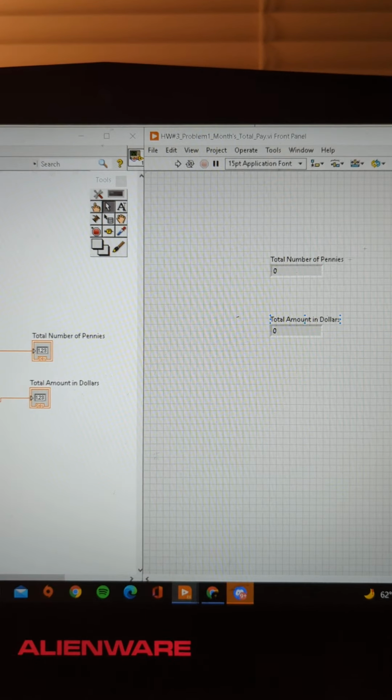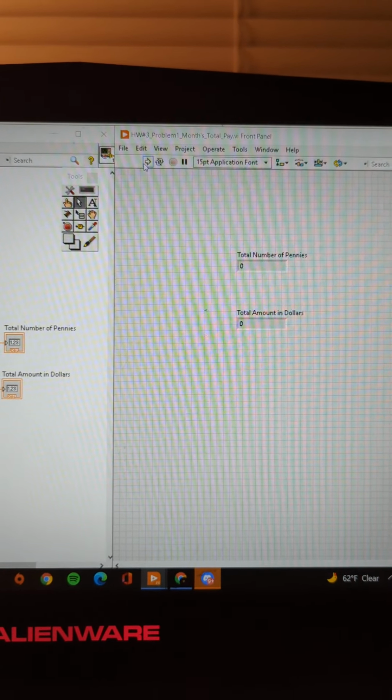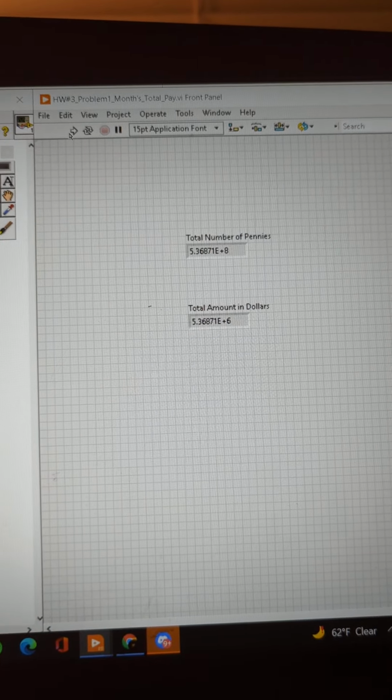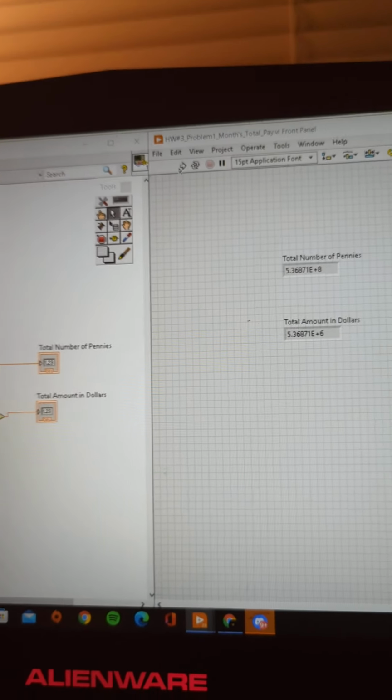And here are the indicators, and we'll run this. And you see you get a lot of pennies, and in dollars, it's still a lot, but that's how many you get for the month's pay.